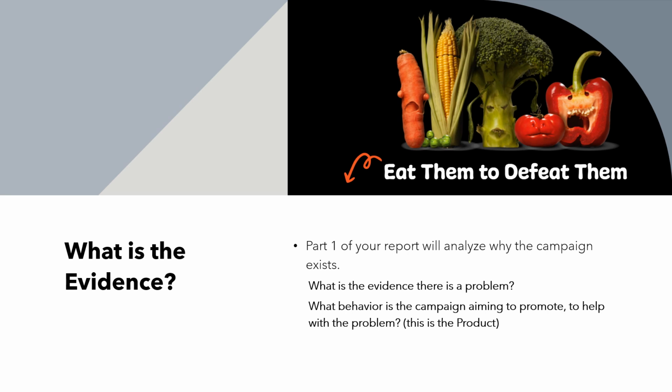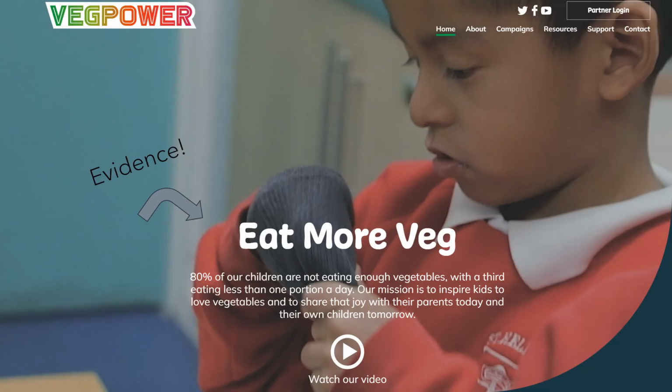And then we need to analyze, okay, well, what behavior would fix this problem? That's the behavior that the campaign is aiming to promote. Don't be afraid to go for the simple answer. The simple answer is getting kids to eat their vegetables will help with the problem that they're not eating their vegetables. And so the product of this campaign is getting kids to eat more vegetables.